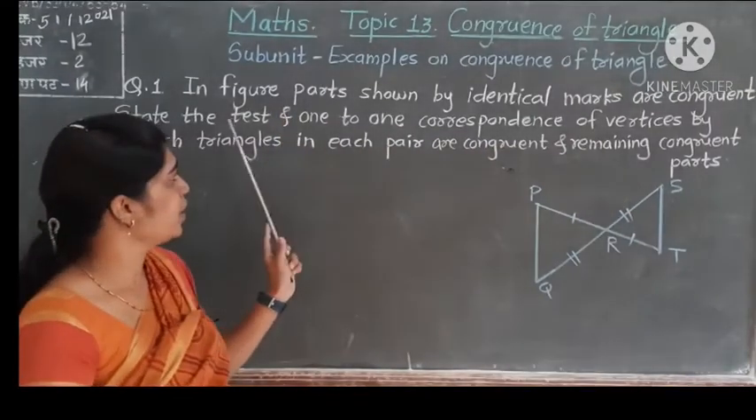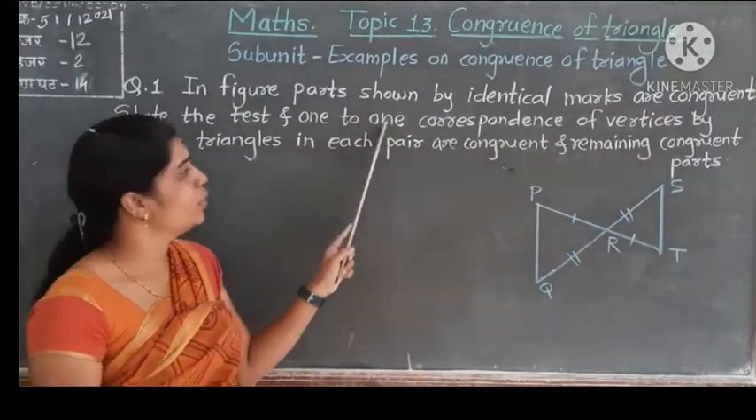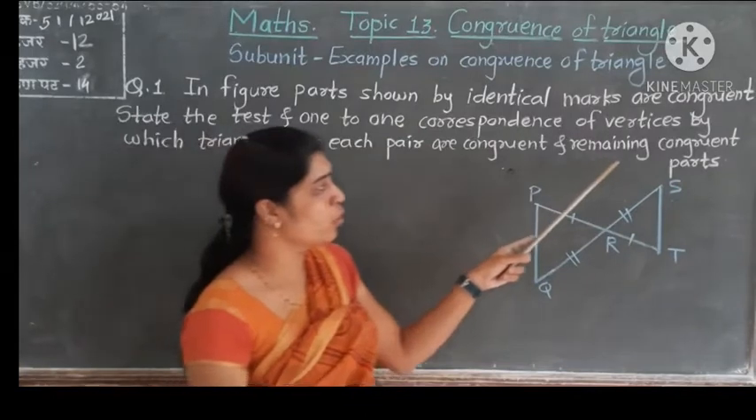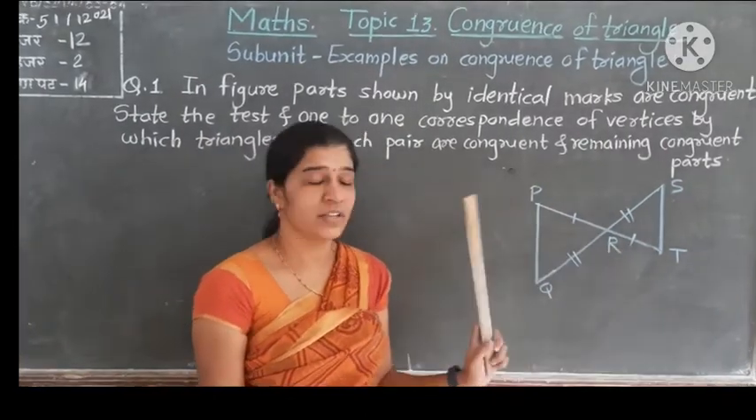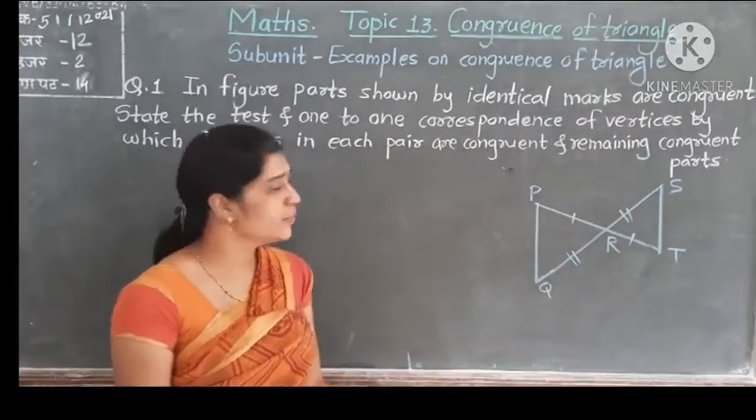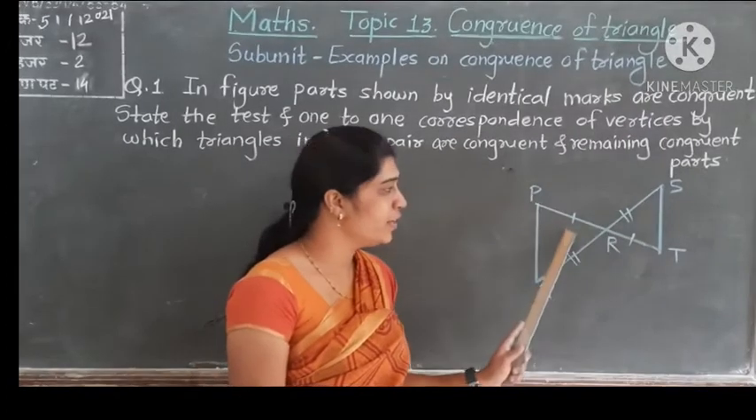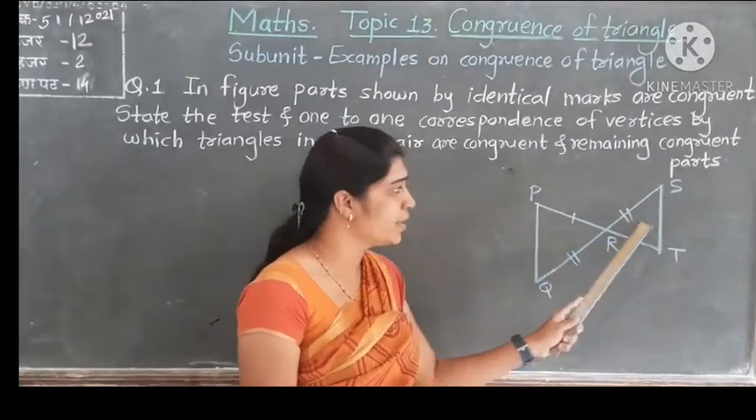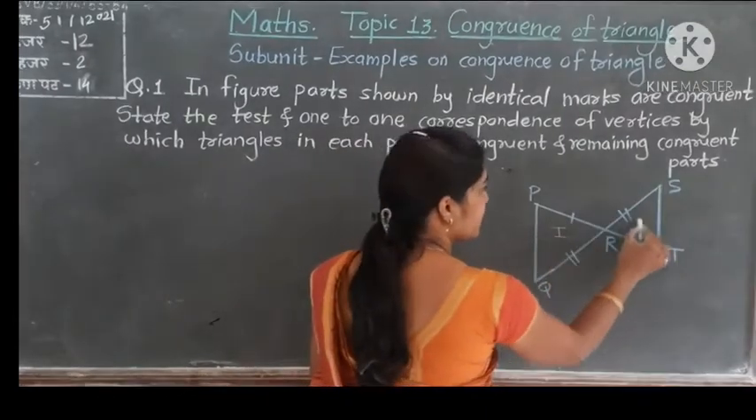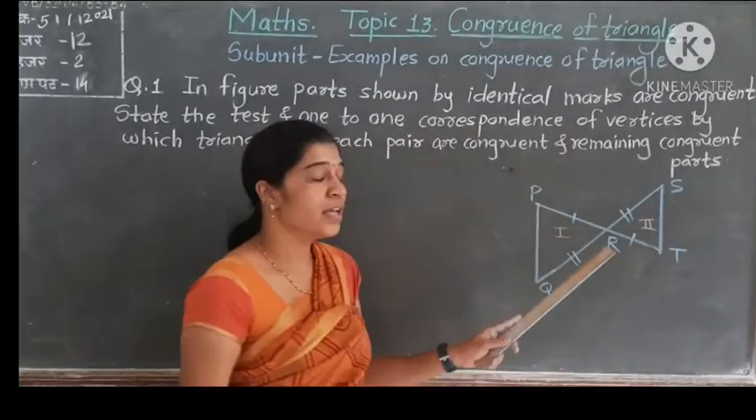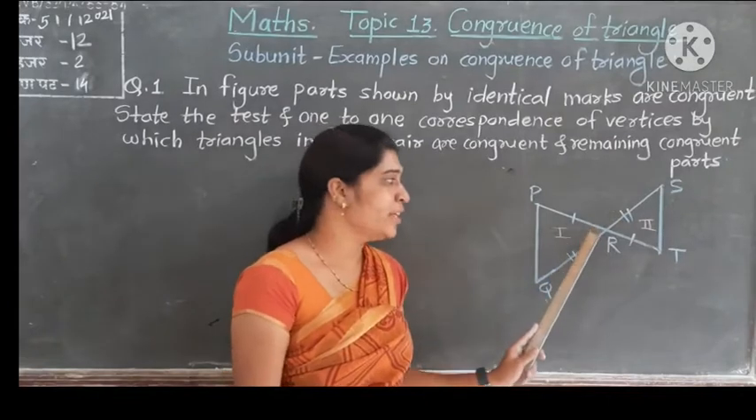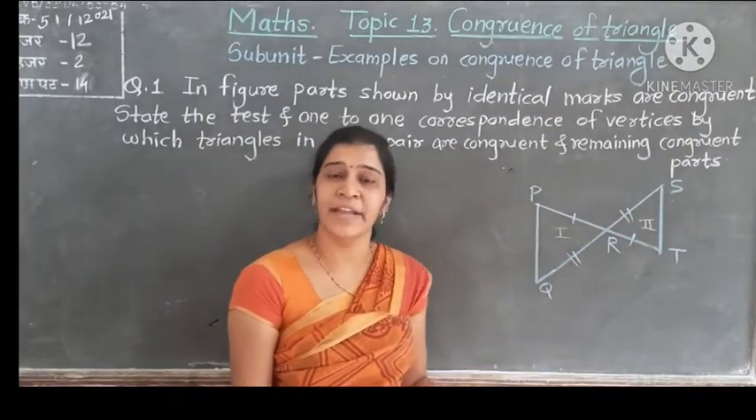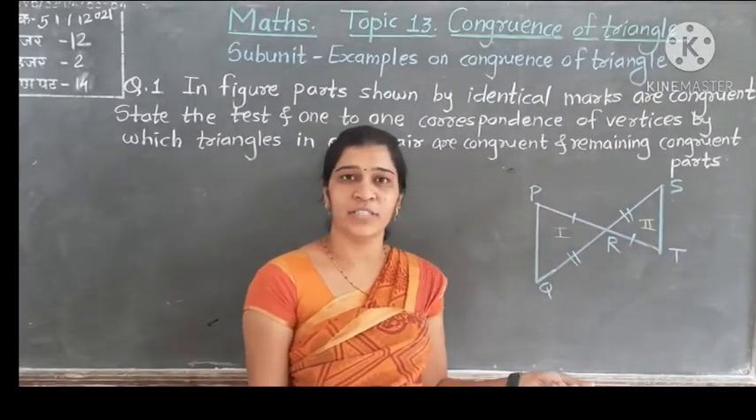Same question here: we have to write the test, one-to-one correspondence and remaining congruent parts of this figure. So what is the figure here? See, observe the figure. Two triangles are found. Name these two triangles. This is the first and this is the second triangle. Here we have to make these two triangles congruent by any of the 5 tests.